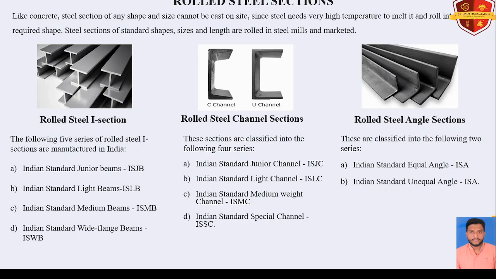Rolled steel section. Steel is an alloy of iron, but we can use the steel in market by rolling the steel. That gives various types, I section, channel section, angle section. The commonly available I sections are Indian Standard Junior Beams, Indian Standard Light Beams, Indian Standard Medium Beams, Indian Standard Wide Flange Beams. Likewise, for channel section, Indian Standard Junior Channel, Indian Standard Light Channel, Indian Standard Medium Weight Channel, Indian Standard Special Channel. For rolled steel angles, Indian Standard Equal Angle, Indian Standard Unequal Angle. These are the varieties available in market.